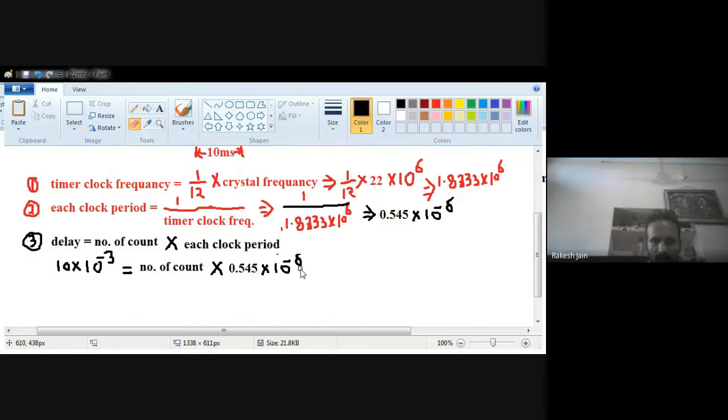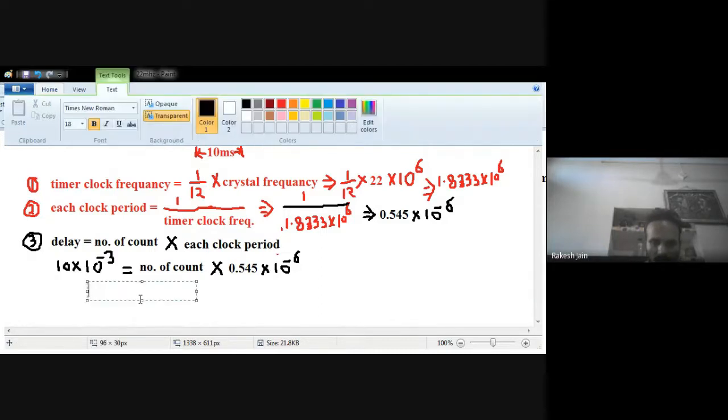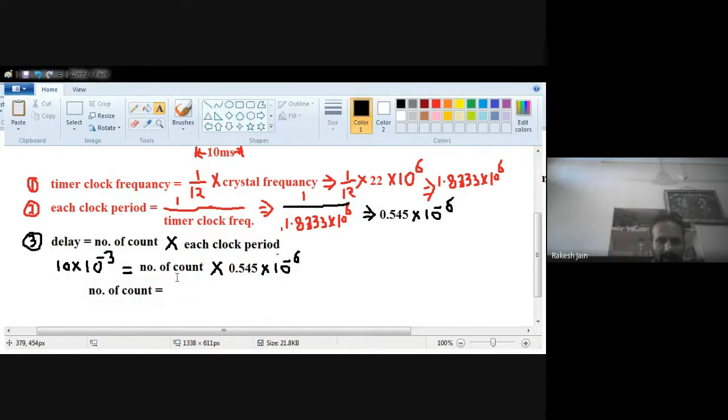I just write down the minus 6 clearly, so you will see 0.545 multiplied by 10 to power minus 6. So in this step we have to calculate the number of count. So what will be the number of count? The number of count will be equal to the delay divided by the each clock period.